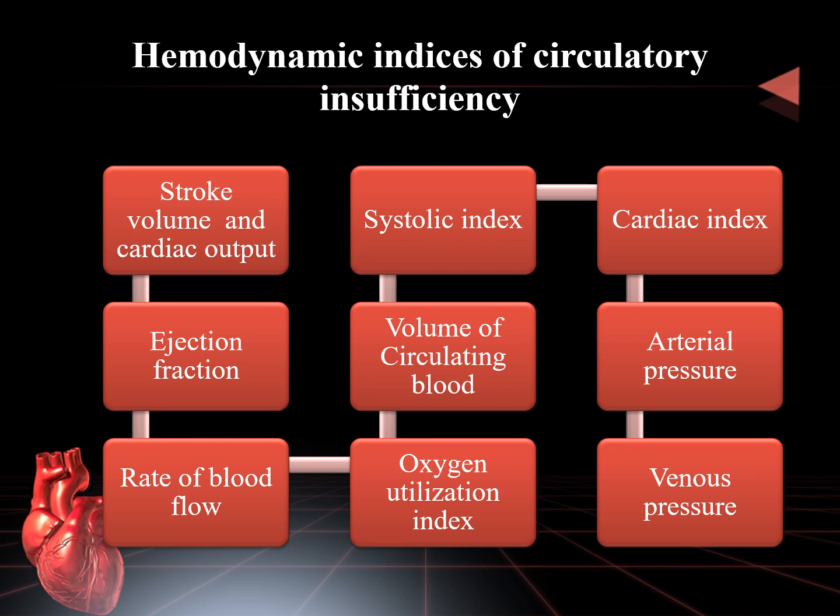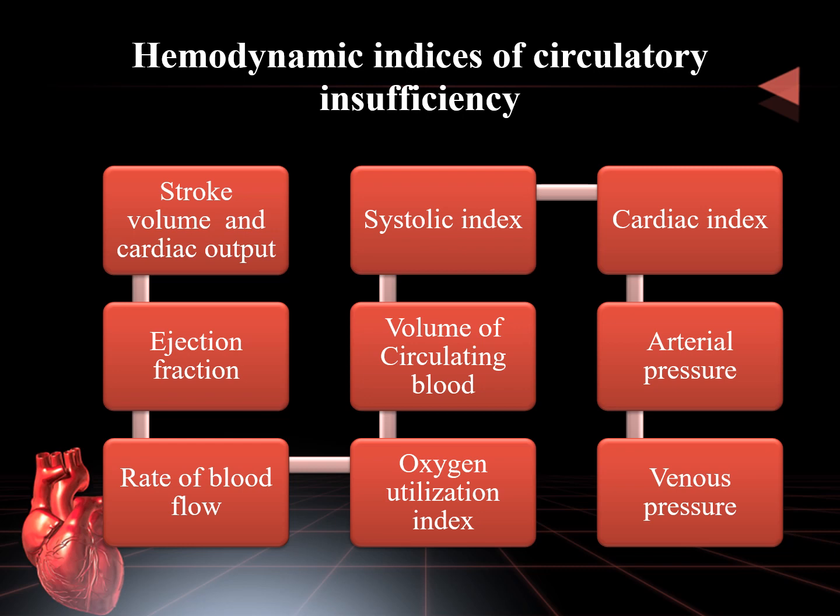To determine the minute volume of the heart, the stroke volume is multiplied by the number of heart contractions, heartbeats per minute. And end systolic volume, a very important index, means the volume of blood remaining in the ventricles after systole. And the end diastolic volume is the amount of blood that accumulates in the ventricles during the diastolic period. The next is ejection fraction.